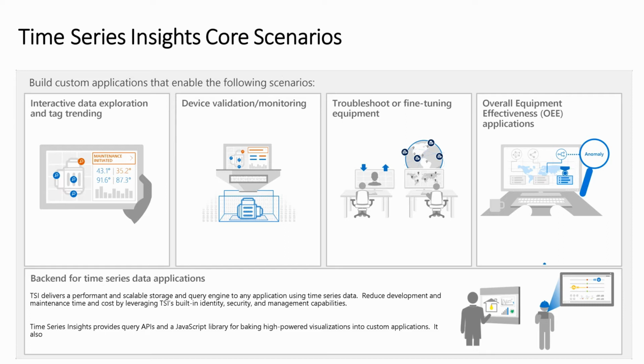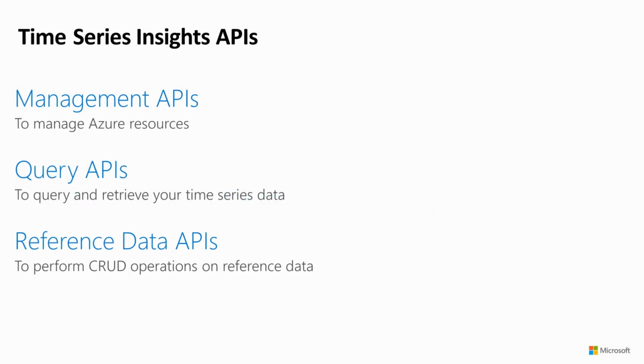Now, I'd like to spend a couple of minutes talking through the different APIs that Time Series Insights exposes. So in short, we have three buckets of APIs. Management APIs, which allow you to programmatically manage resources associated with Time Series Insights. Query APIs, which really do the heavy lifting associated with finding meaningful insights in your data. And finally, reference data APIs to manage all of the reference data sets you might store within Time Series Insights, to perform CRUD operations on top of them.